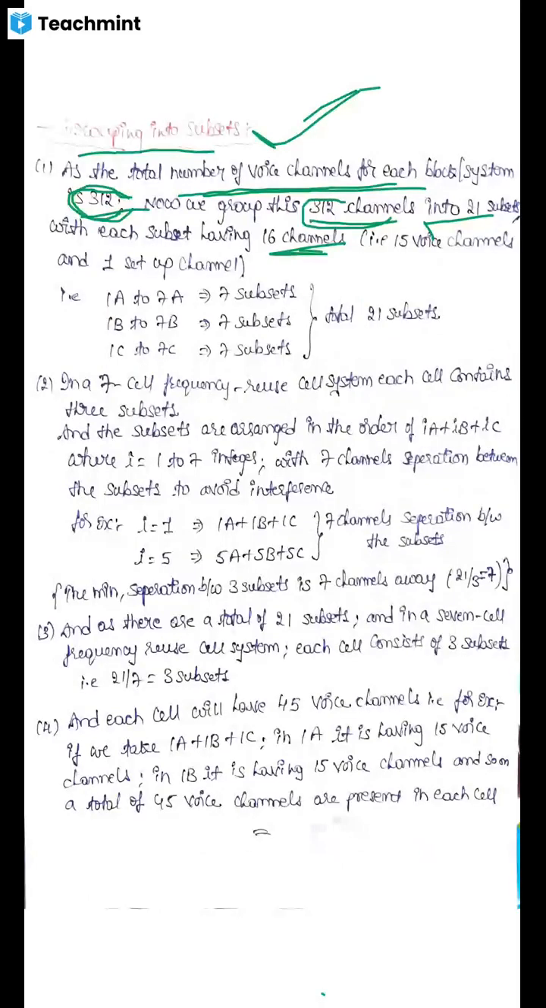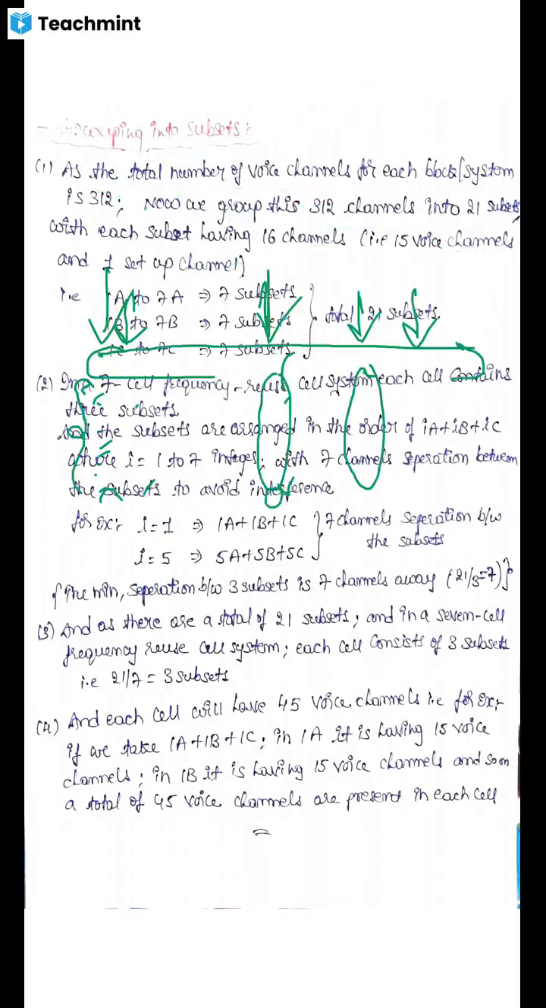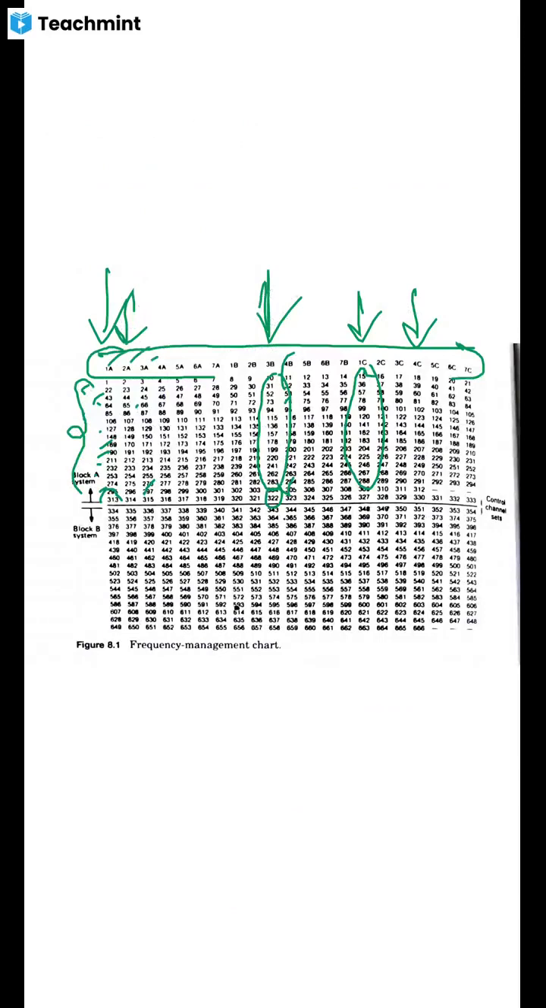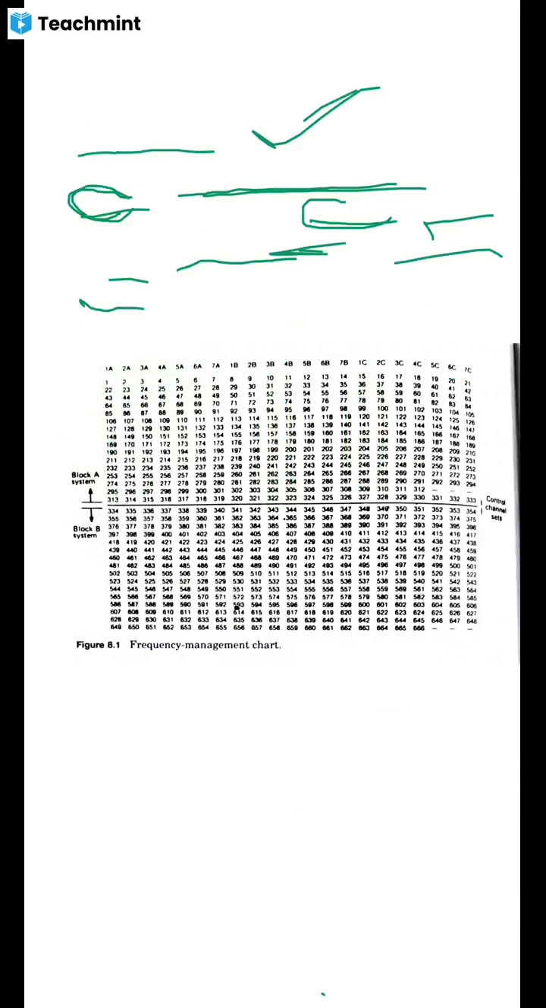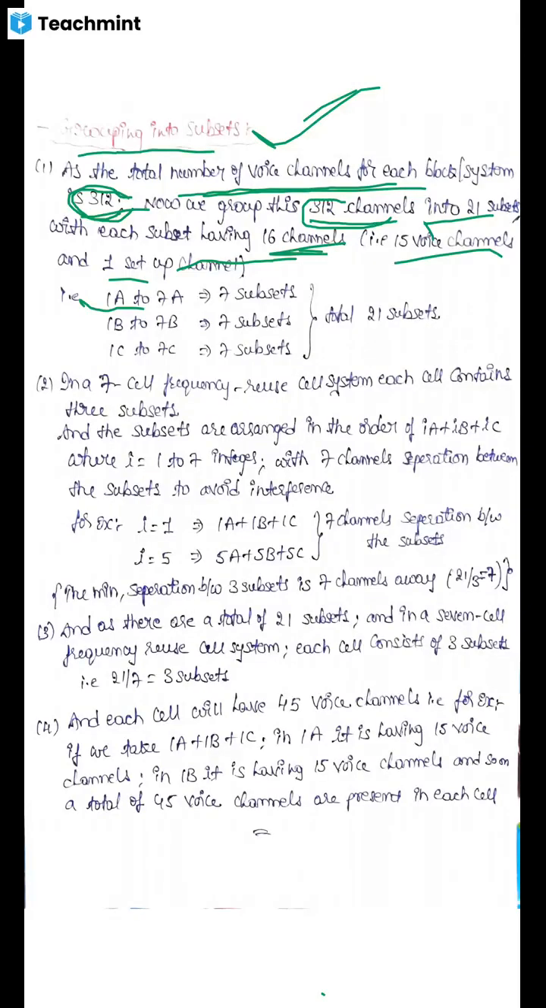21 subsets, with each subset having 16 channels. That is 15 voice channels and the last one is one set-up channel. This grouping is done in the order of 1A to 7A. That is a total of 21 subsets. I am grouping in the order of 1A, 2A, 3A, 4A, 5A, 6A, 7A. That is one set, 1A to 7A, 7 subsets.